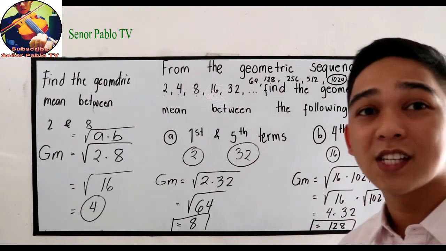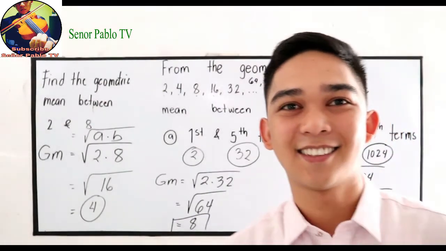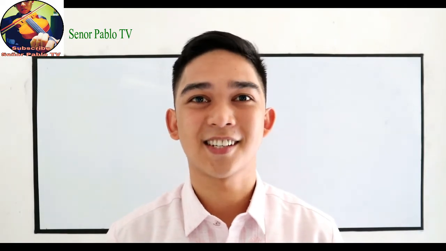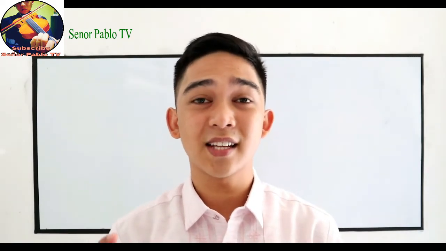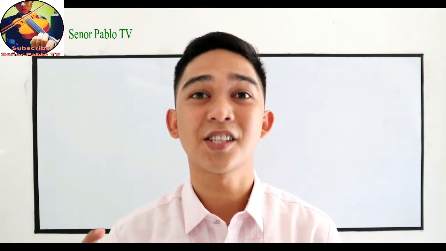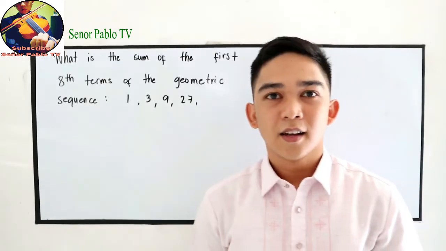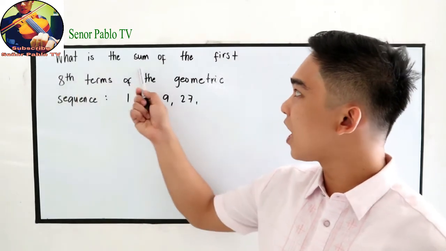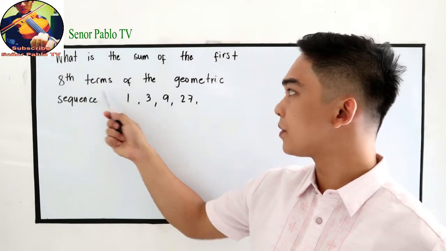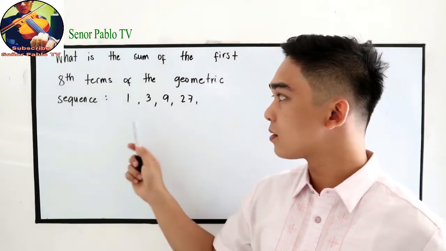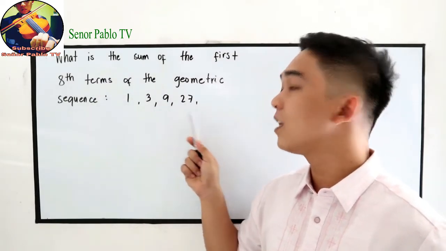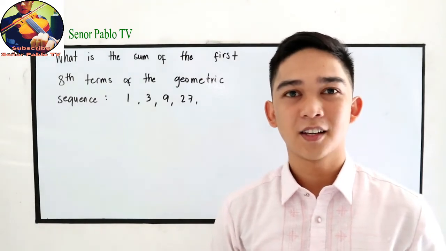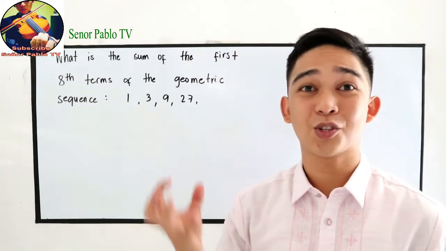So, ayan po si geometric mean. And now, let us proceed to geometric series. Geometric series, it is the sum of our geometric sequence. Let us have our first example. What is the sum of the first 8 terms of the geometric sequence 1, 3, 9, 27? So, hahanapin natin yung sum niya.